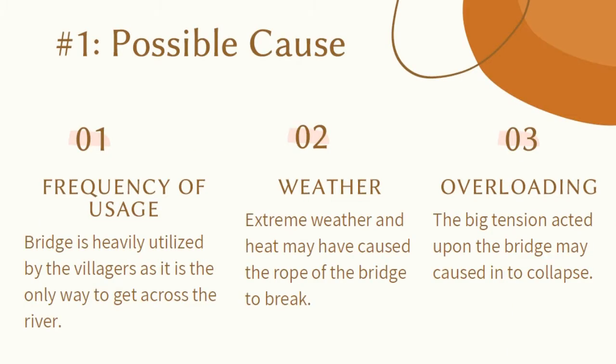The broken bridge may be caused by three possible factors, which are the frequency of usage of the bridge, the weather, and the overloading of the bridge. As mentioned earlier, the bridge is heavily utilized as it is the only way to get across the river. Secondly, the extreme weather, heat and temperature may cause the rope to be brittle and break. Thirdly, the overloading of the bridge may cause big tension to act upon the bridge.